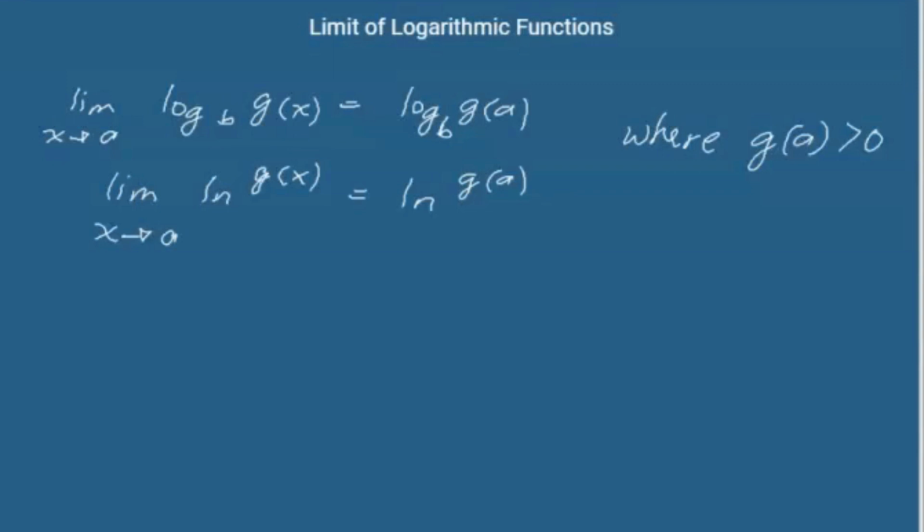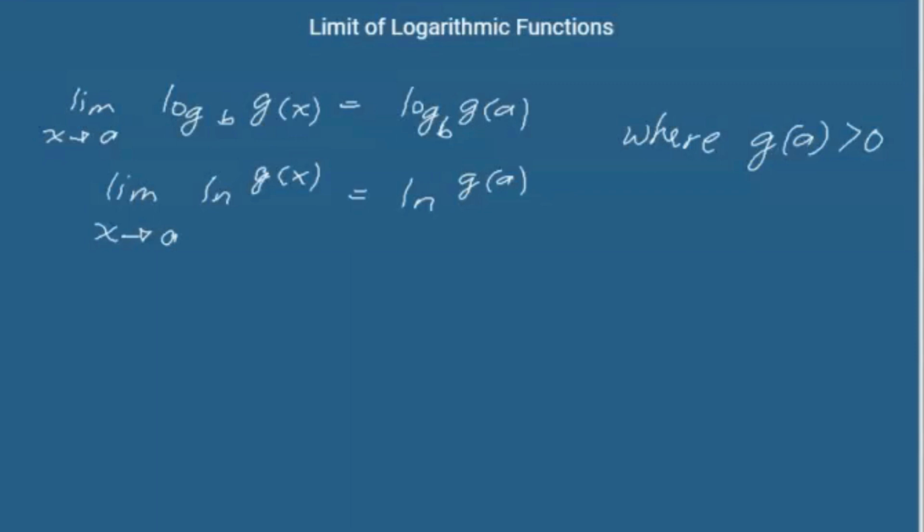So the limit of natural logarithm, or ln g of x, as x approaches a is equal to ln of g of a. But you have to take note that our g of a should be greater than 0. Okay, let's solve some examples.